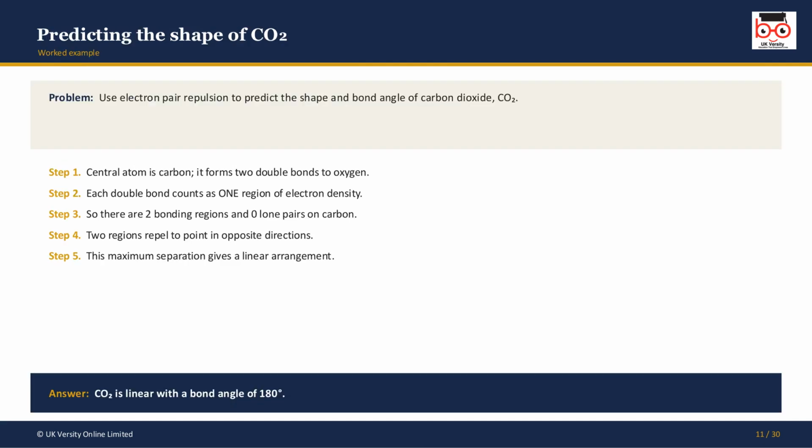Let's predict the shape of carbon dioxide. The central atom is carbon, forming 2 double bonds to oxygen. Each double bond counts as 1 region of electron density, so there are two bonding regions and no lone pairs on the carbon. Two regions repel to point in opposite directions, and that maximum separation gives a linear arrangement. So carbon dioxide is linear, with a bond angle of 180 degrees.